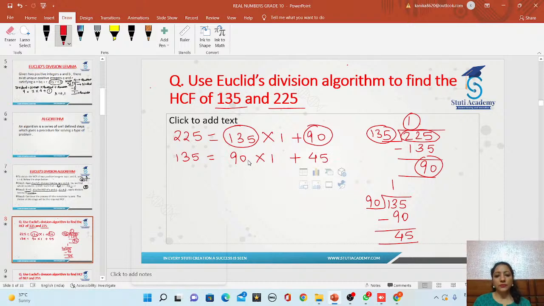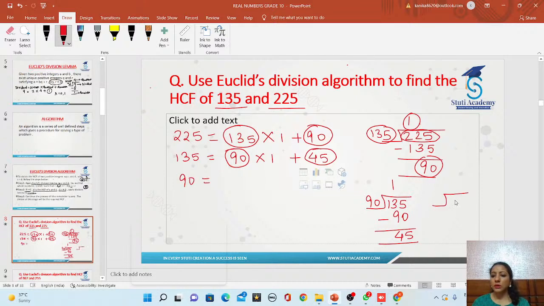Now please notice children, here also the remainder is non-zero. So we'll have to do this step again. We have to keep doing this till the remainder is 0. So I have this 45 as the remainder and I have this as the divisor. Now 90, we are going to divide by 45.